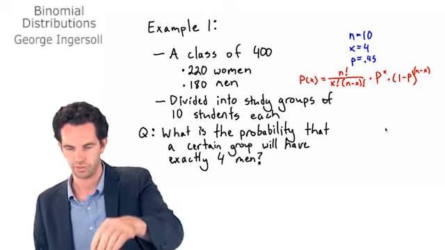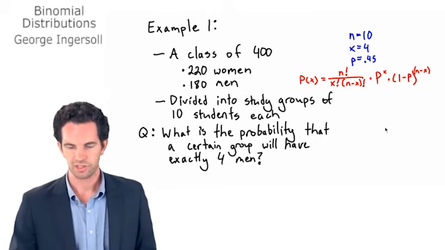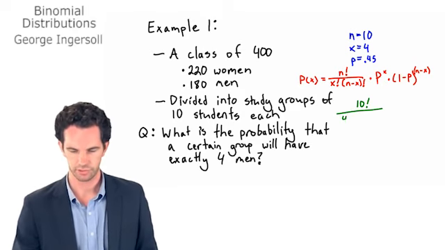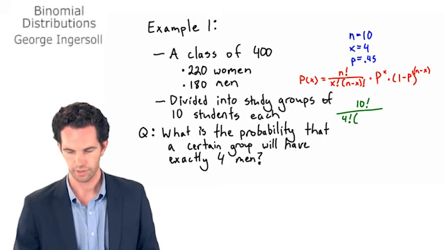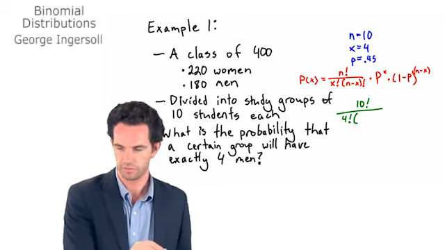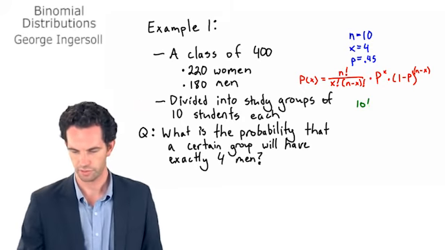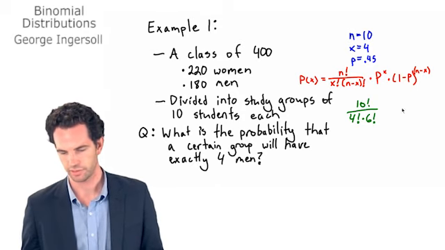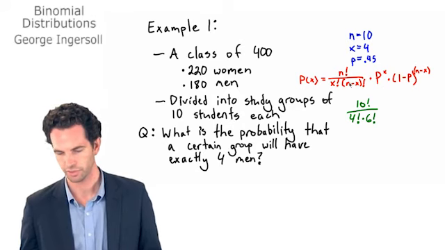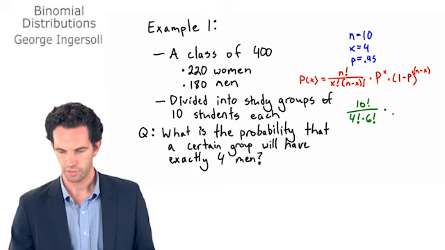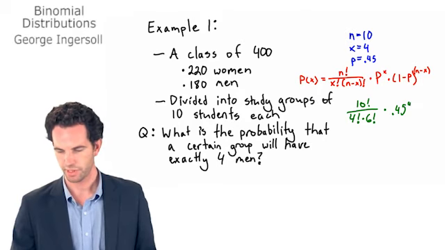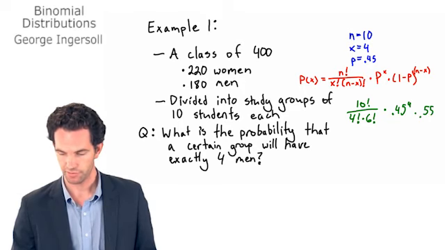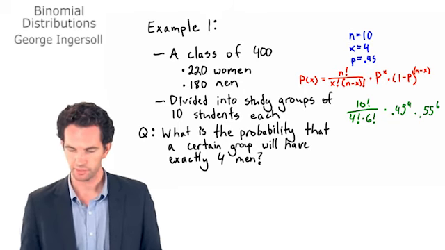And I'm going to use another color. And this is the only time I'm going to write this whole thing out. But you get 10 factorial over 4 factorial. And actually, I'm just going to simplify this a little bit. 10 factorial over 4 factorial times 6 factorial. That's n minus x, 10 minus 4, so 6 factorial, times 0.45 to the 4th power times 0.55, 1 minus p, to the 6th power.